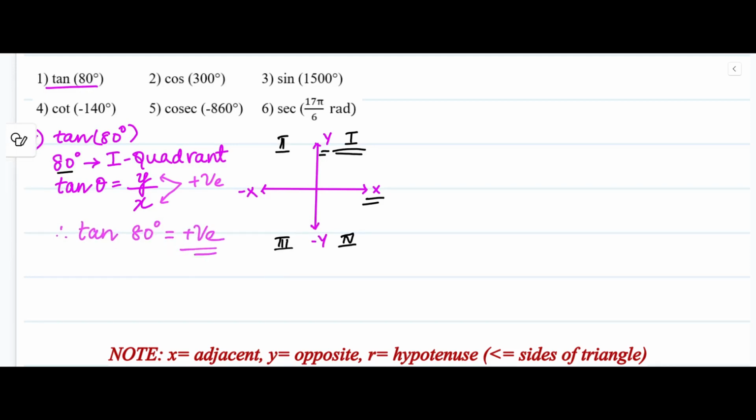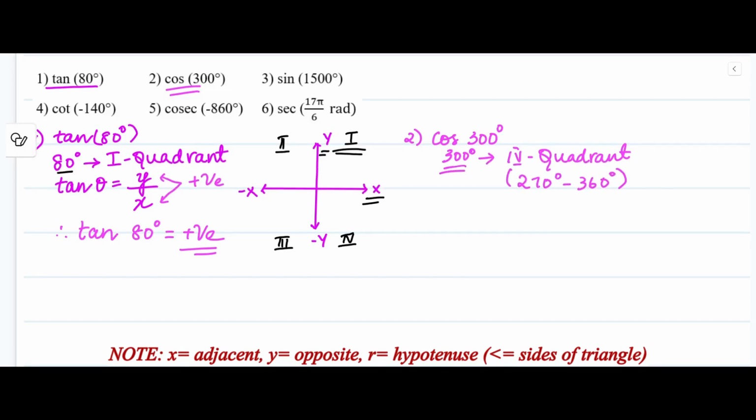The second question is cos 300 degrees. 300 degrees lies in the fourth quadrant. If the value of theta is anywhere between 270 degrees to 360 degrees, then the theta lies in the fourth quadrant. Therefore, 300 degrees is in the fourth quadrant.